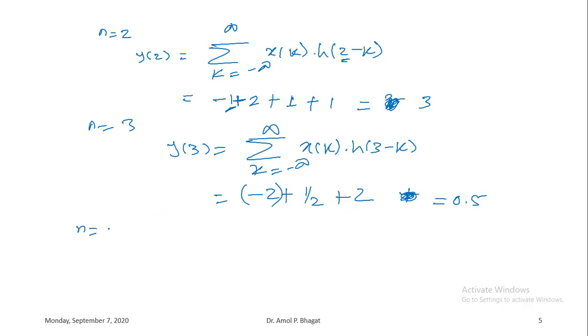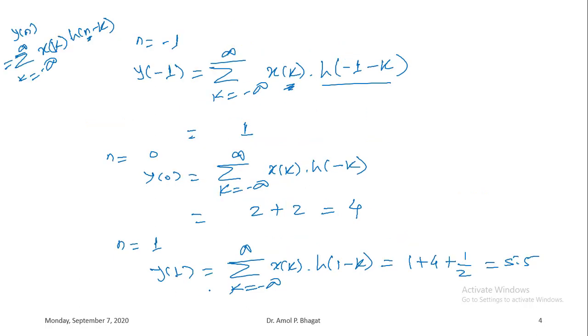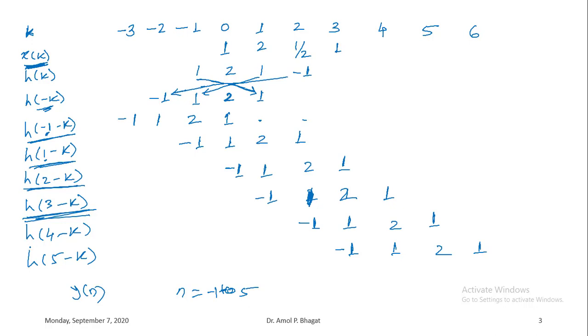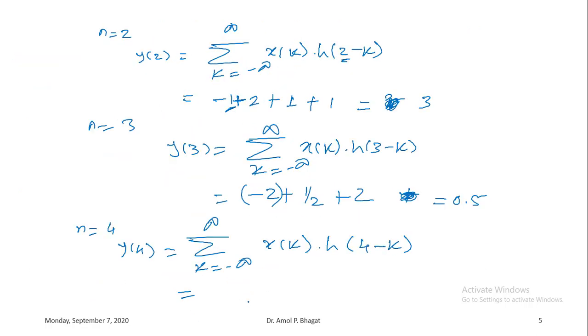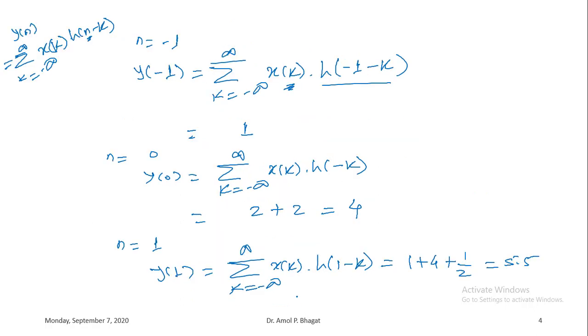Similarly, you can identify for n is equal to 4. So y of 4 is equal to summation k equals minus infinity to infinity x of k into h of 4 minus k. Okay, so again you will be multiplying x of k and h of 4 minus k. So here it is h of 4 minus k. So minus 1 multiplied with 1 by 2. So minus 1 by 2 will be there.